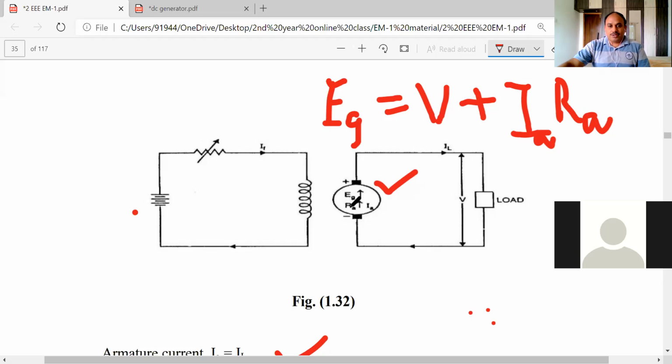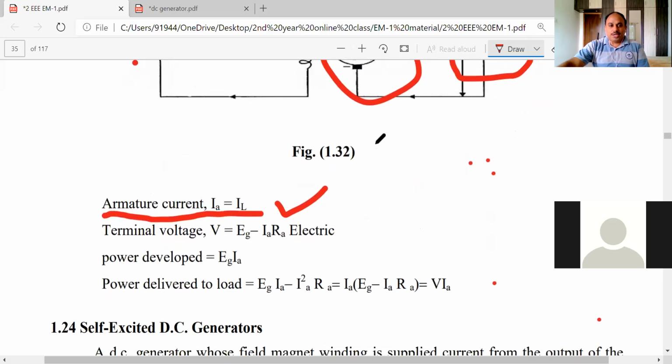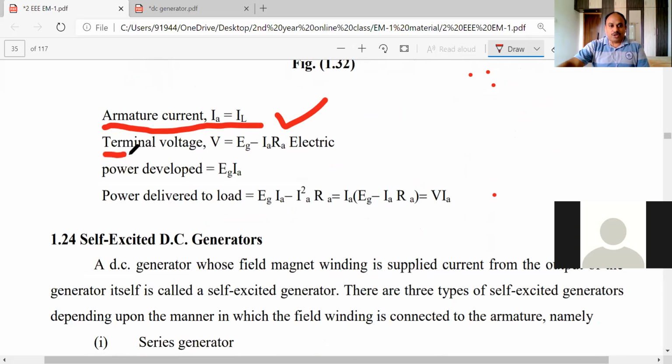Eg is the generated EMF, that is our source voltage. It equals the drop across the load V plus the drop across the armature IaRa. So Eg equals V plus IaRa. From this, V equals Eg minus IaRa. So this is the terminal voltage.